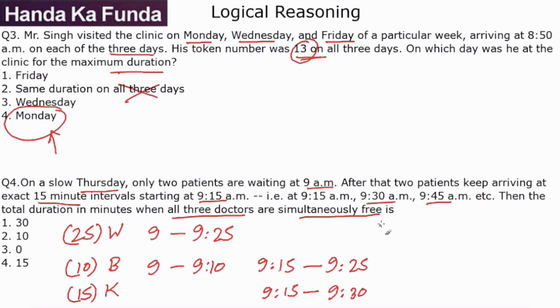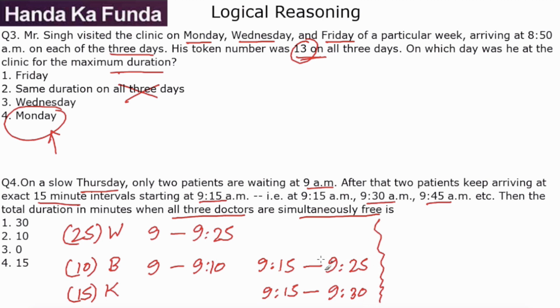And then at 9:30, 2 more patients come in. Now, if you notice, at 9:30, when 2 patients are coming in, who is free? All 3 of them are free. Kane has become just free. Wayne has been free for 5 minutes. Ben has been free for 5 minutes.